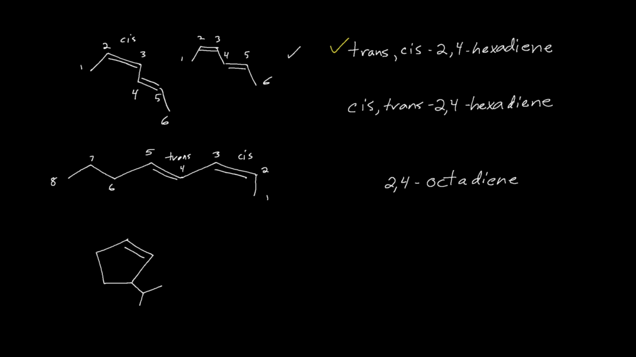If you ever have trouble seeing it, you can draw in the implied hydrogens. It's clearly trans, clearly cis. So the cis goes along with the 2. You just put them in order. Cis, trans, 2,4-octadiene.